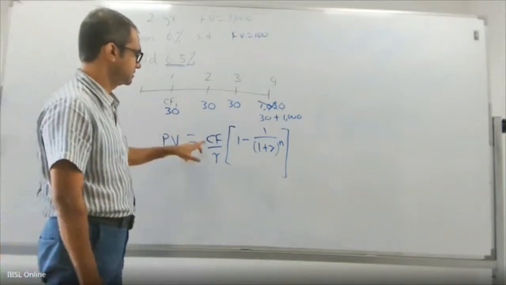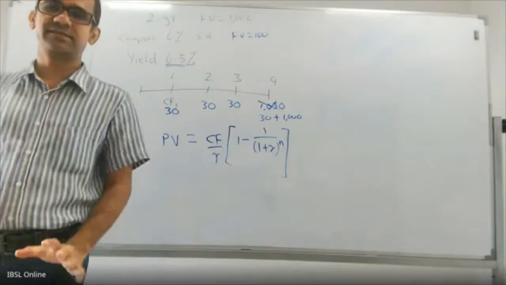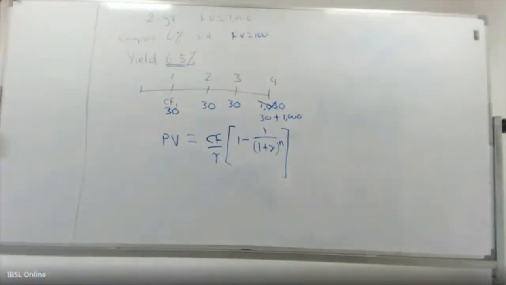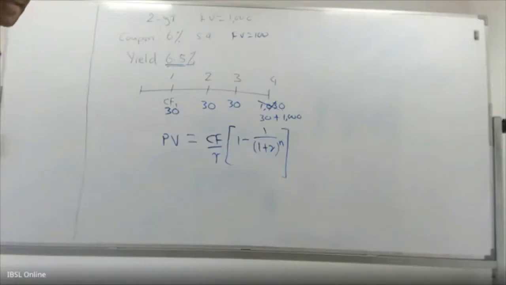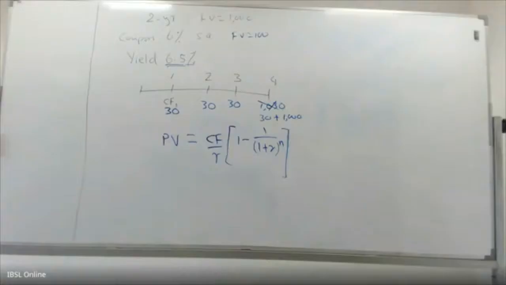Now tell me what is CF, what is R, what is N. That's the other important thing you should know. What is CF? Semi-annual coupon payment. So in general annuity, it's the annuity payment, the cash flow amount. What is R? Yield, or the interest rate. You can't say just yield. That is the applicable interest rate for the payment period.